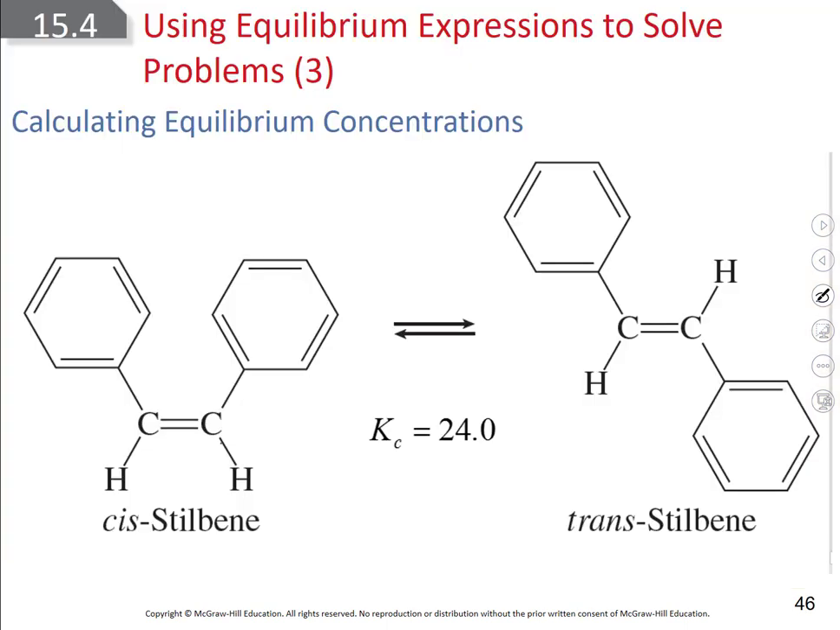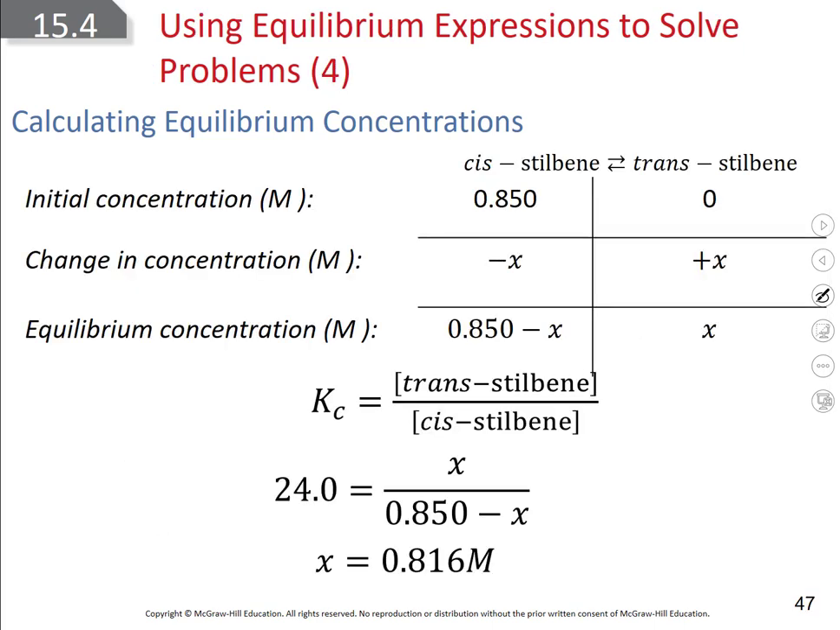So we've talked about how to determine K from the concentrations, but we haven't yet talked about how to do the reverse: given K, determine what those concentrations are. So let's look at this simple reaction between the isomers cis-stilbene and trans-stilbene. If we were to write the expression, we'd have trans over cis, because trans is our product and cis is our reactant. We're given that this has a Kc value of 24.0, which means at equilibrium we have relative concentrations of both the trans and the cis stilbene.